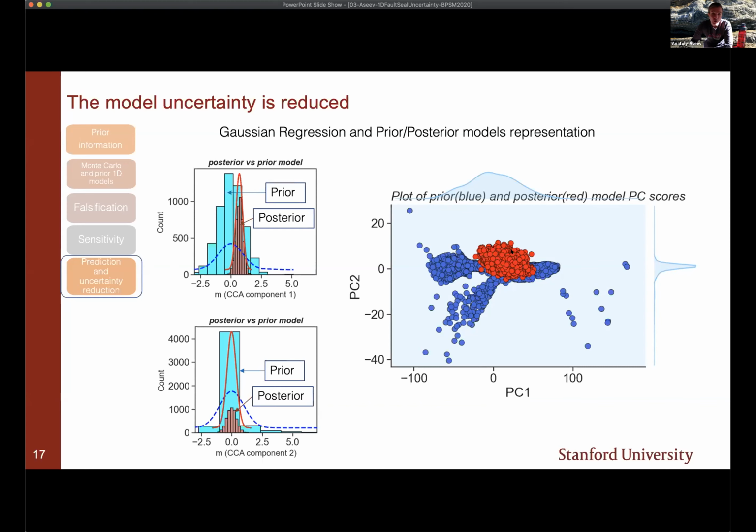Also on the right plot, we see the principal component space, and again, the blue is prior and it's really scattered, with prior knowledge, and red is posterior. So we can observe how prior points are scattered again and posterior more concentrated. So we can report that the uncertainty is reduced here.